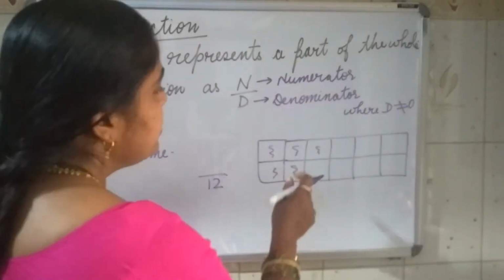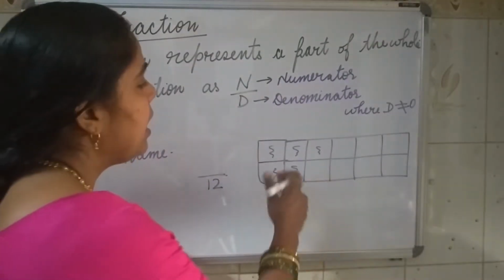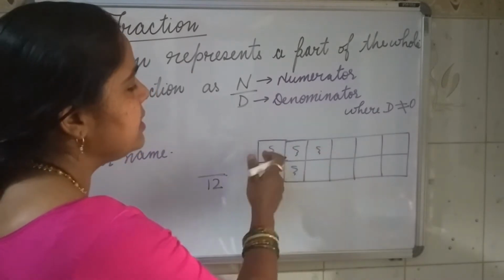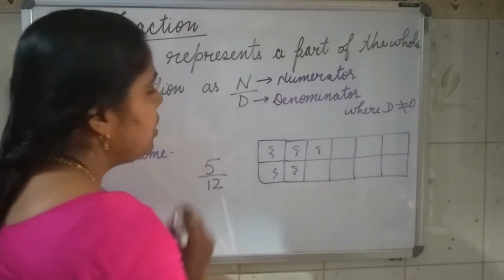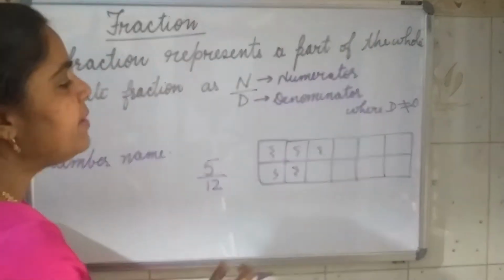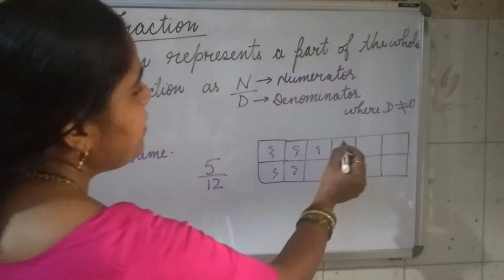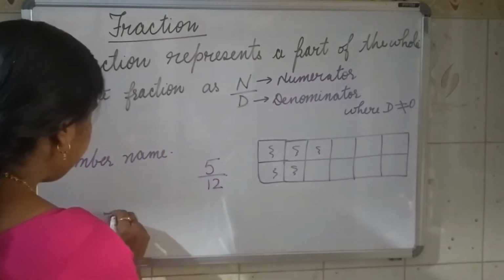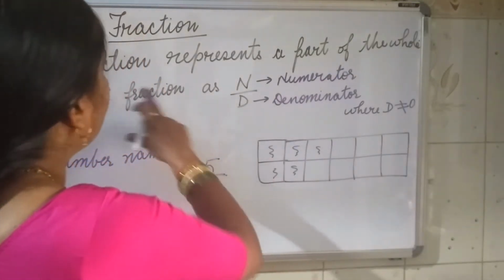Both are there. So first, how many parts have you taken out? A boy has eaten these 5 pieces of the chocolate. So what is the fraction there? 5 upon 12. The denominator is here 12. But if anybody asks you what the fraction is for the chocolate left over, it will be 1, 2, 3, 4, 5, 6, 7, so it is 7 upon 12. Now it is clear to you what a fraction is.